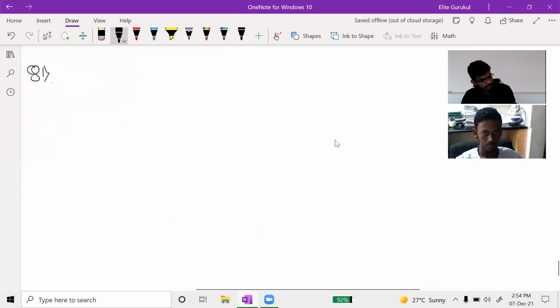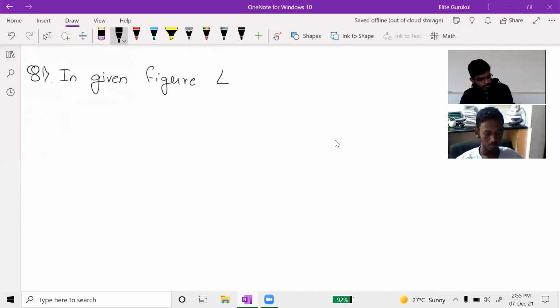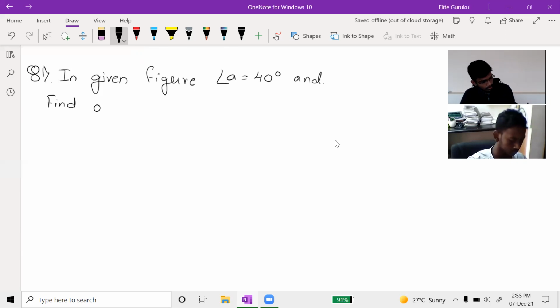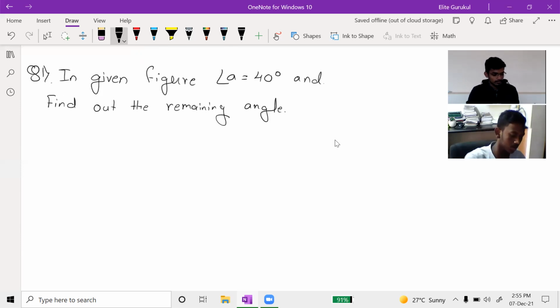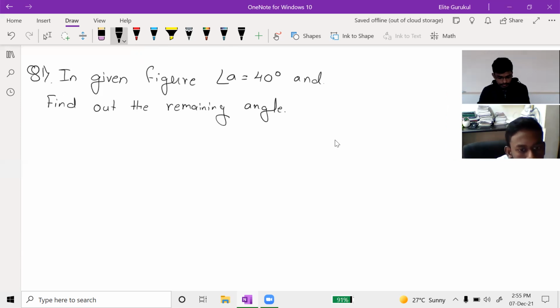Question 1. In the given figure, angle A is equal to 40 degrees. Find out the remaining angles. Okay, I will draw the diagram. Yes, sir.